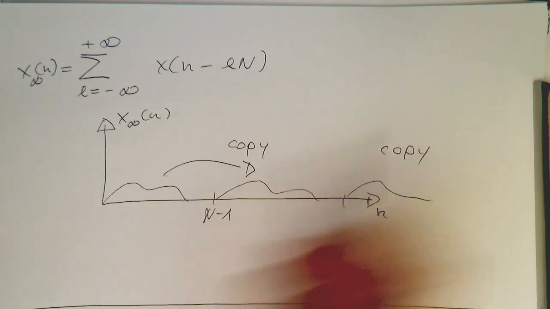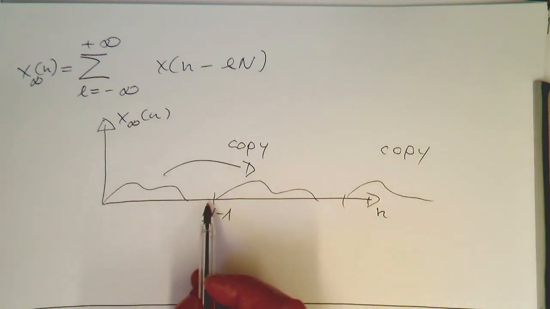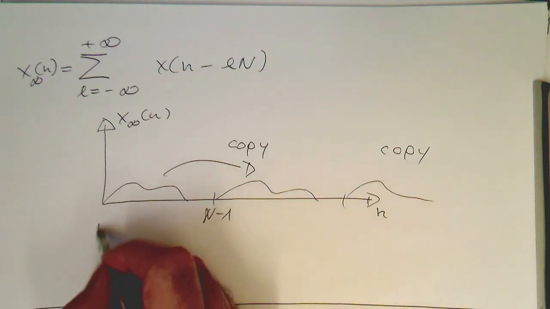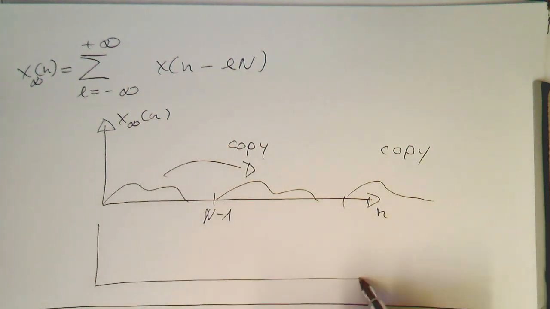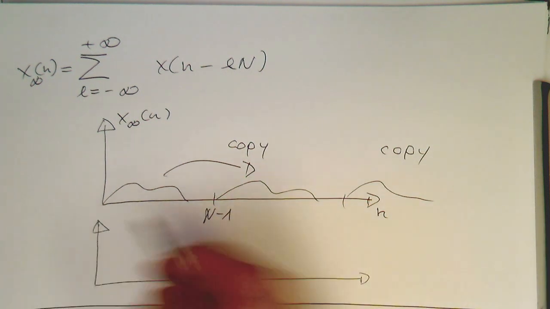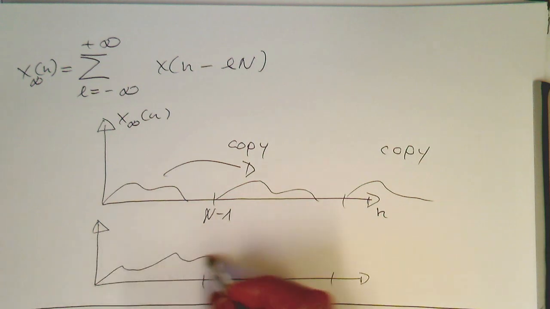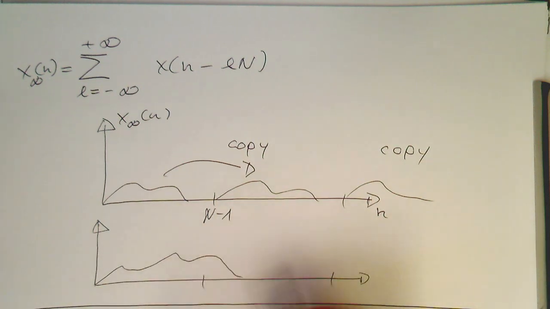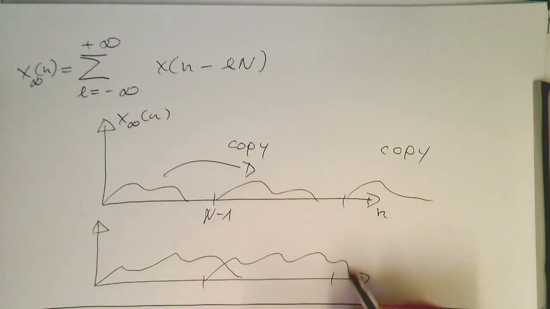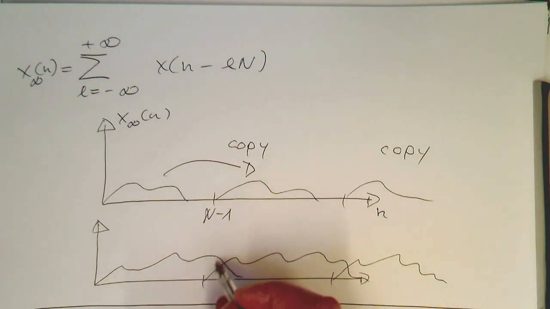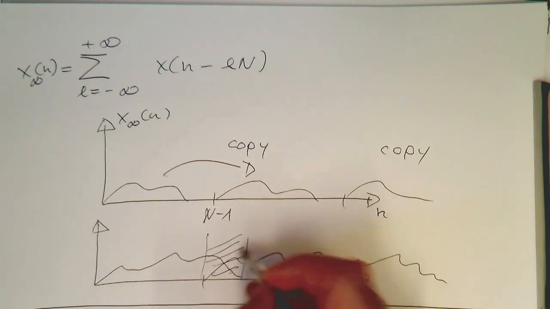So again, as long as the signal is shorter than this n minus 1, then everything is fine. But imagine we have a signal which is longer than this, so something like that, and then this starts here again, then we're getting the same ambiguity here as before. So we are getting ambiguity here.